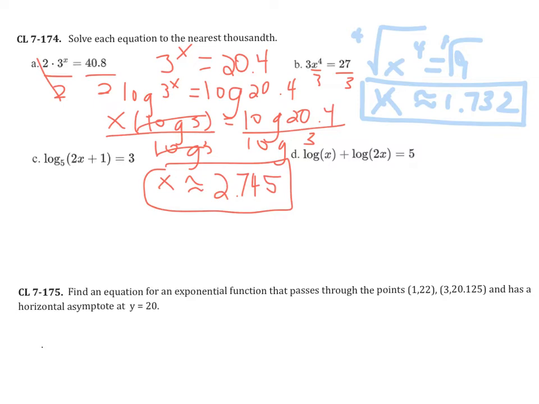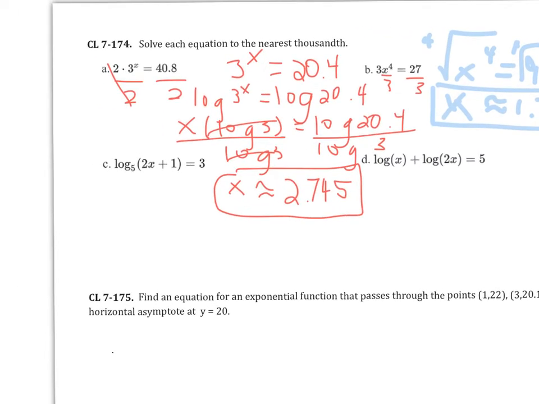Alright, then for the next one, we have the log. Let's switch to a different color here. And we're going to rewrite this exponentially because we only have one log on this side. So 5 to the 3rd is going to equal 2x plus 1. That's how we rewrite it exponentially. And 5 to the 3rd power is 125.